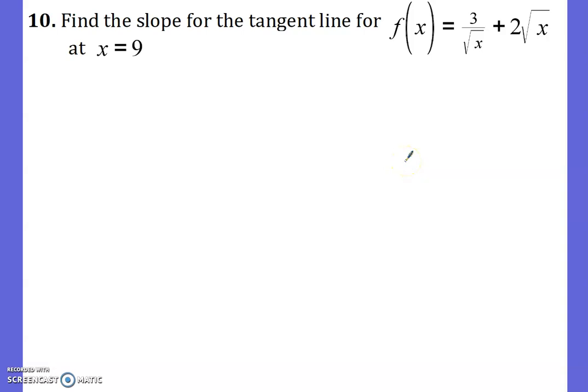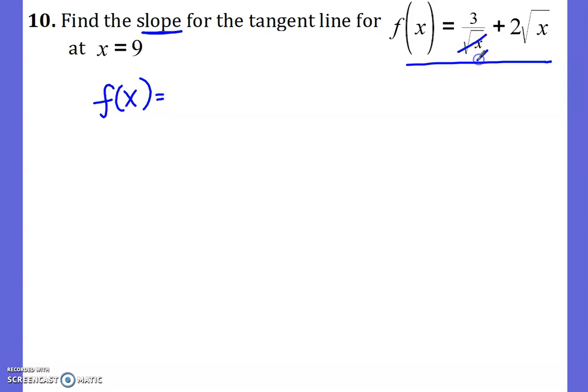Okay, so for this problem, it says find the slope for the tangent line for f of x equals 3 over square root of x plus 2 square root of x at x equals 9. So if I'm trying to find slope, I need to take the derivative of this. So I'm going to rewrite this function.